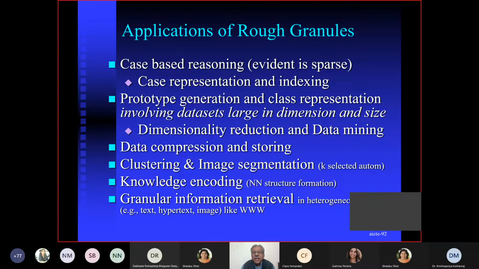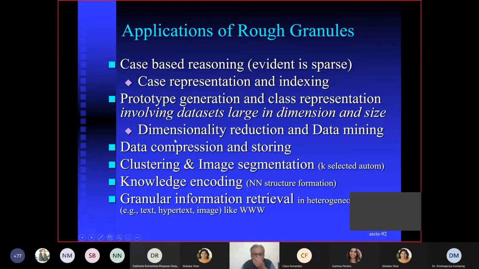So they ask your requirement, money, etc., and then they show you some kind of case examples and you select. Similarly, law interpreter also. So it has so many applications in case-based reasoning. Then prototype generation: the granules that we have extracted can characterize a class, as I mentioned to you. So that can be considered as prototype generation for class representation, particularly when you have a data set large in dimension size.